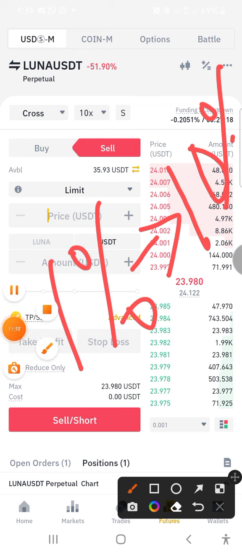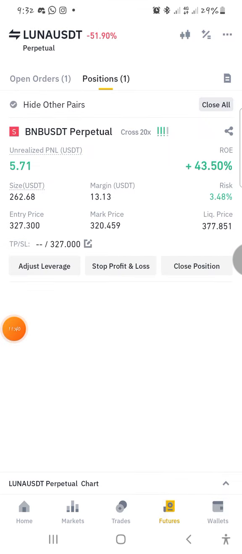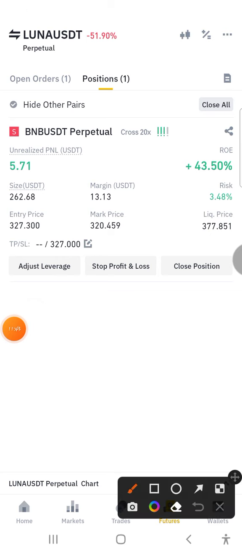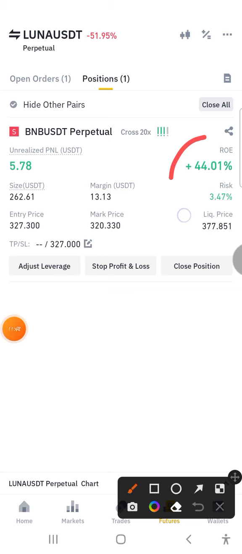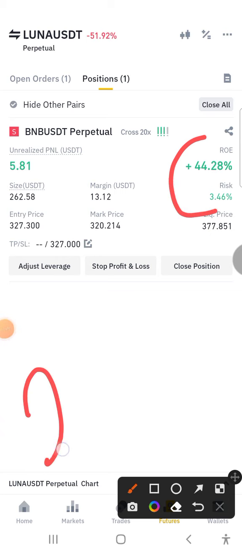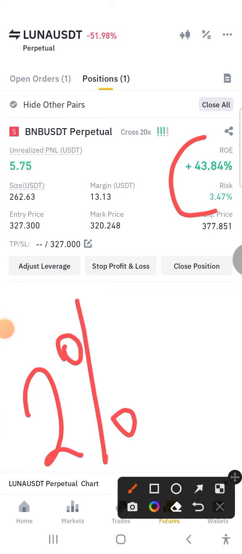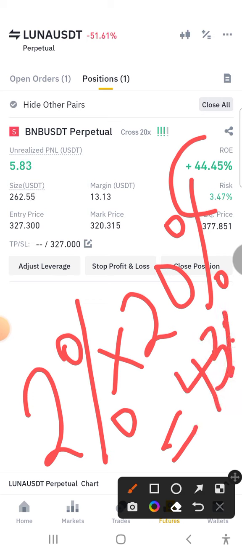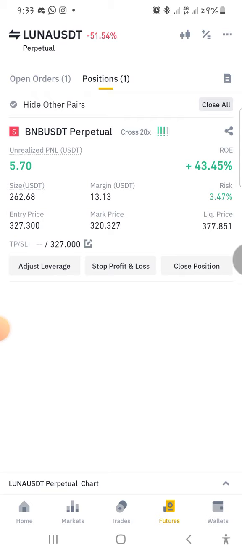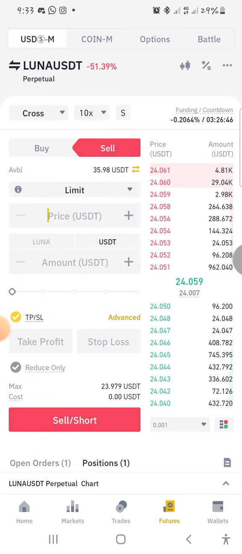So now, what is the mathematics here? What's the trick? So here I use, as you can all see, 20 leverage. So what does this mean? It means, and I have 43% here, that the coin has moved 2%. That is why I am getting 43%. So that is the meaning. The coin has moved 2%. I'm using 20x leverage. That's why I'm seeing 43% here. As simple as that.